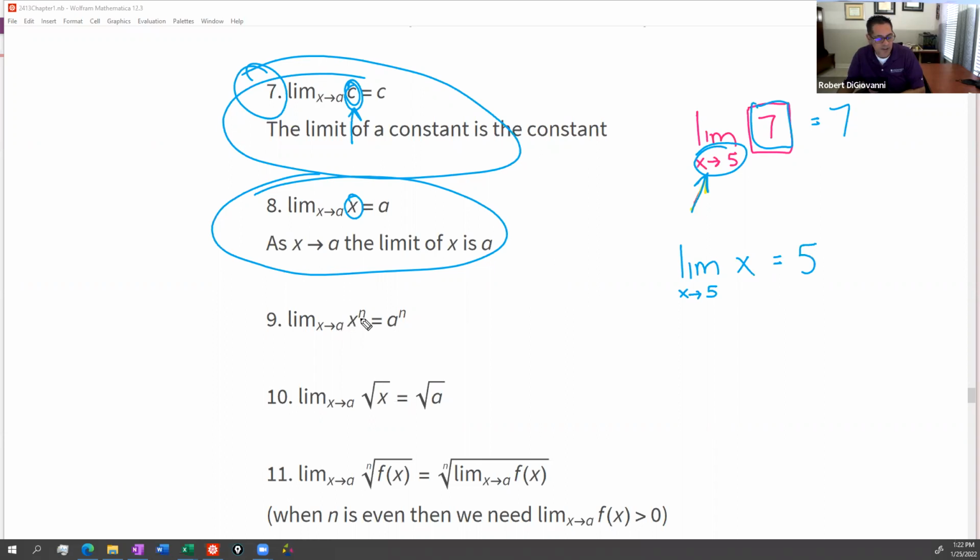This next one is the same rule as 8, but you can throw a power on it. So if I say, what's the limit as x approaches 5 of x squared? Well, we know that x is going to 5, right? So if you square 5, you get 25.